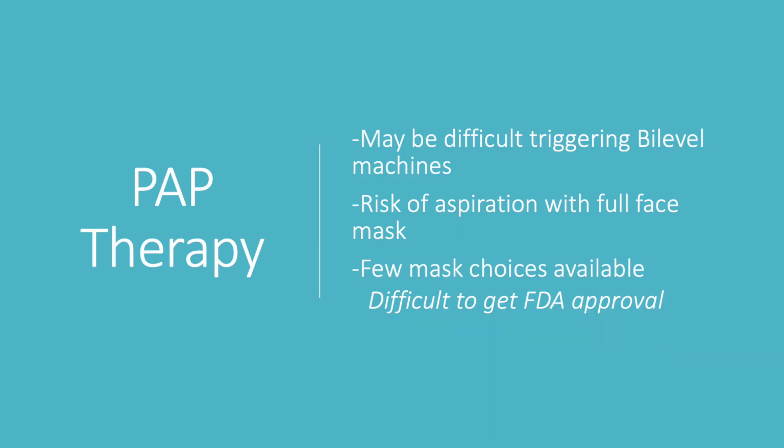When you use bilevel, there is a mechanism that tells the machine when you're ready to breathe in, and that's called triggering. Triggering algorithms are not suited for the lower flow rate and faster respiratory rate in children, so it can be difficult to use bilevel. There is also a risk of aspiration with the use of full face masks in children. There are very few mask choices available, mostly because it's so hard to get FDA approval for children's devices and supplies.